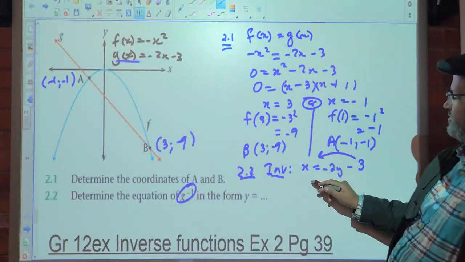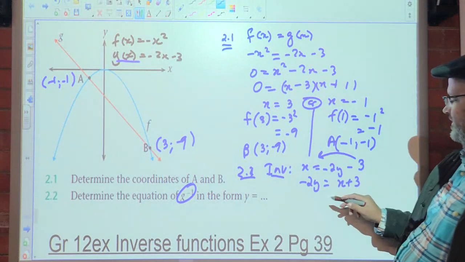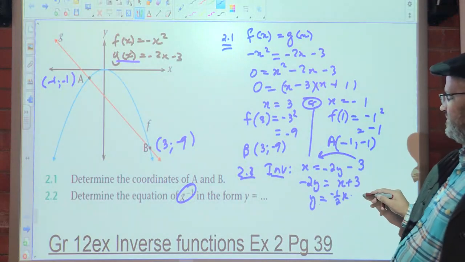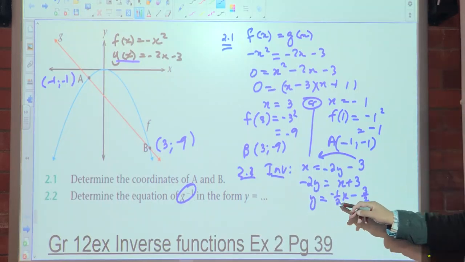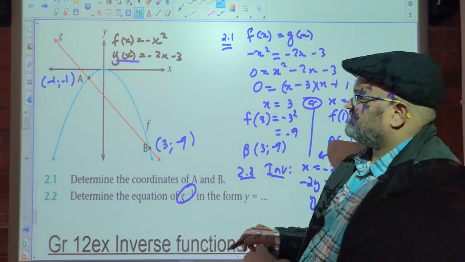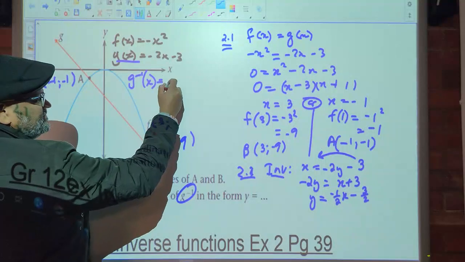So we take it over the equal sign. So minus 2y is equal to x plus 3, divided by negative 2. So it's negative half x minus 3 over 2. Or x over negative 2. It's the same as negative half x. And that is the inverse function. I'm going to write it here. So I'm going to clear the board now.